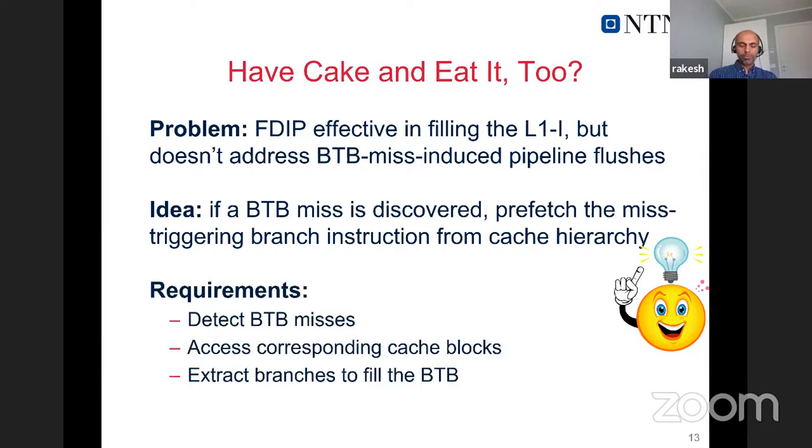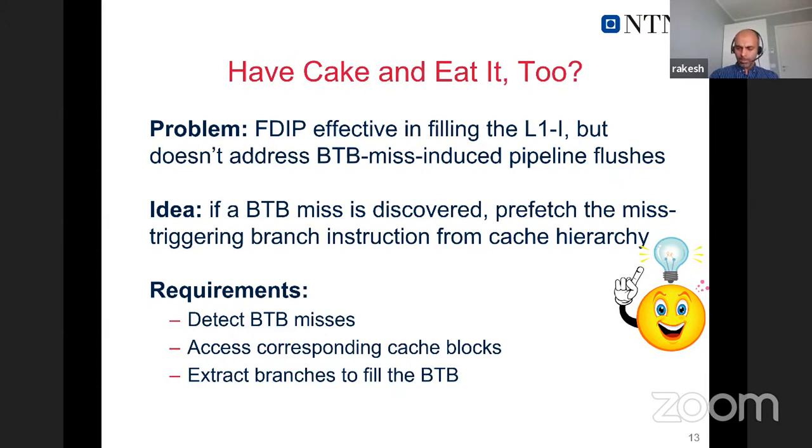So what do we need to do? First, we need to detect a BTP miss. Second, we need to access the corresponding cache block from the cache hierarchy. And third, extract the branch information by pre-decoding this block and put that information into the BTP. And then we can continue our FTQ filling.